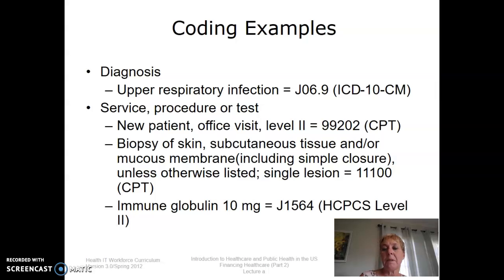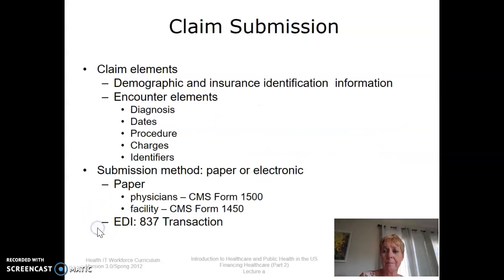Here's another example of an ICD-10 code. Here's one for an upper respiratory infection. Notice it's only 4 placeholders. Here's one for a service, procedure, or test: a new patient office visit, level 2 level of difficulty. There's your CPT code, 99202, or a biopsy of skin. And then the immunoglobulin, 10 milligrams of that, J1564. I'm not worried that you know how to do this because you're going to learn how to do it. This is just showing you what it is.